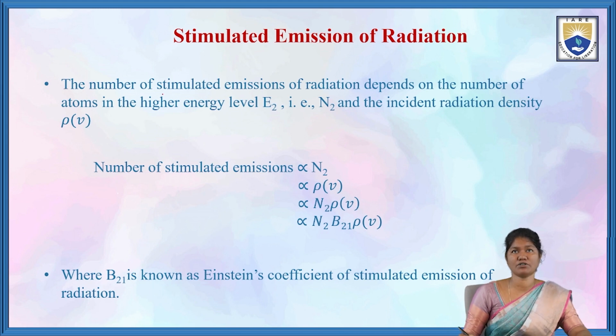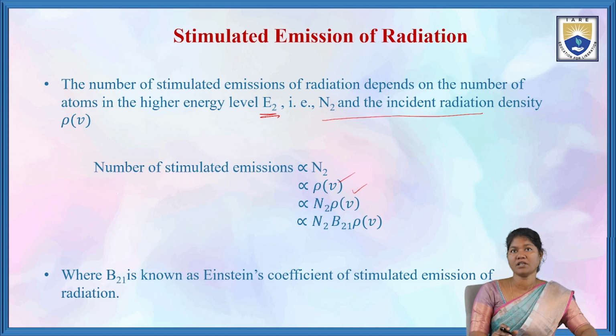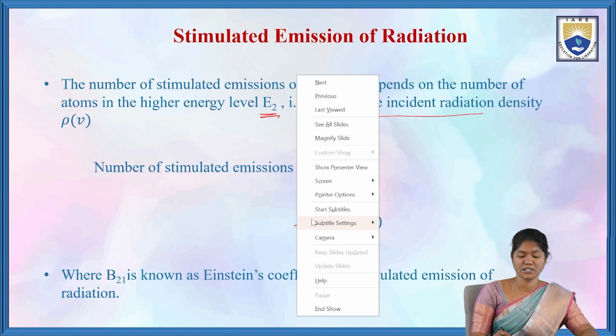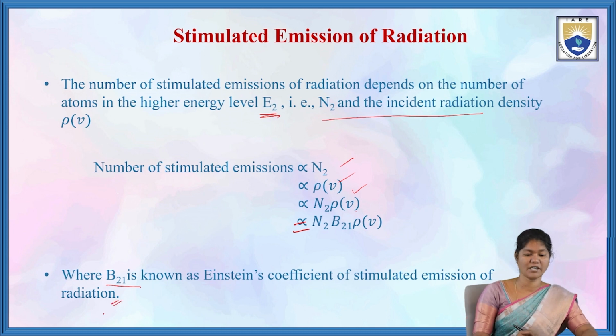So the number of stimulated emissions depends upon the number of atoms in the higher energy level E2, that is N2, and the incident radiation density ρν. So the number of stimulated emissions is proportional to N2 and also proportional to ρν, because before the lifetime of an atom in the higher energy state, it interacts with the incident photon. So it is proportional to N2 ρν, so it is equal to N2 B21 ρν. B21 is known as Einstein's coefficient of stimulated emission of radiation.